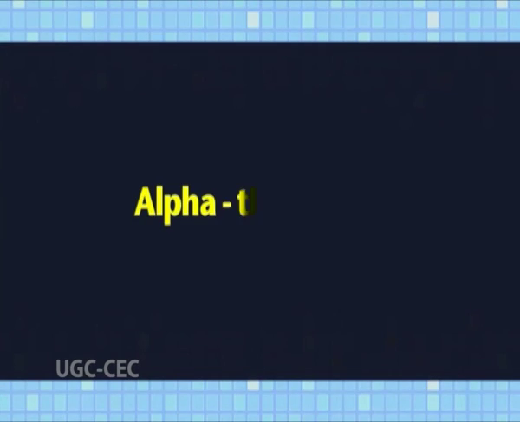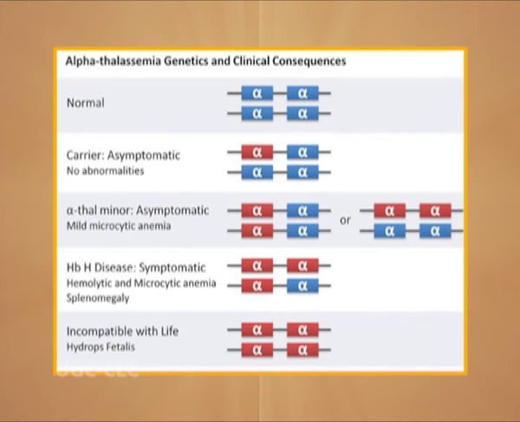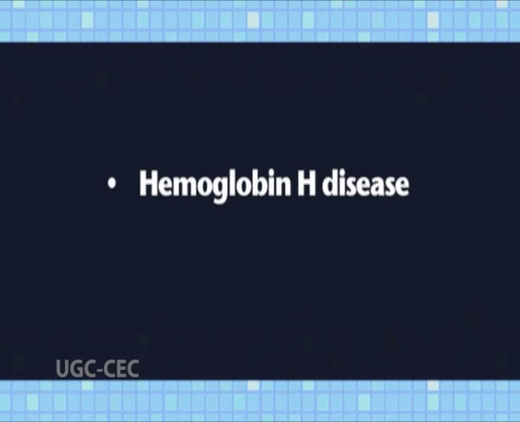Thalassemia intermedia is a less severe form of beta thalassemia. People with thalassemia intermedia don't need blood transfusions. Alpha thalassemia also has two serious types, which are hemoglobin H disease and hydrops fetalis.